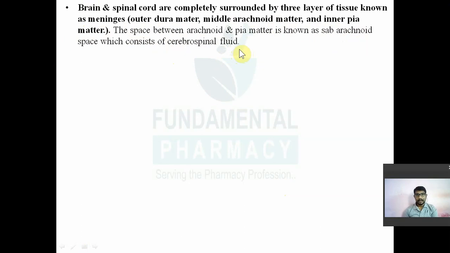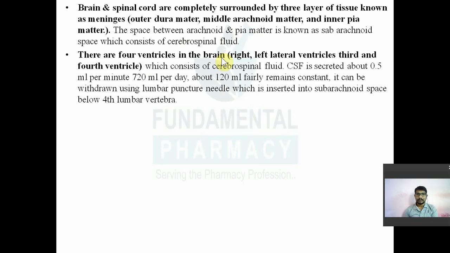This acts as a shock absorber. It will also remove the metabolic waste from brain and spine. It will also act as nourishment to the brain and spinal cord. So there are different functions of CSF, which you can read from the book. There are four ventricles in the brain: right and left lateral ventricles, third ventricle, and fourth ventricle.